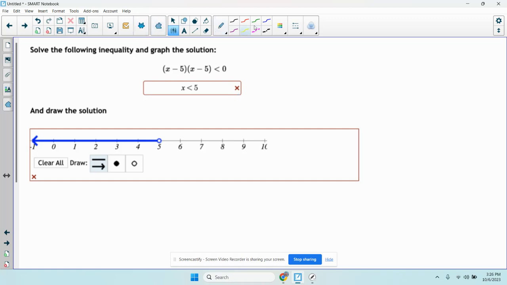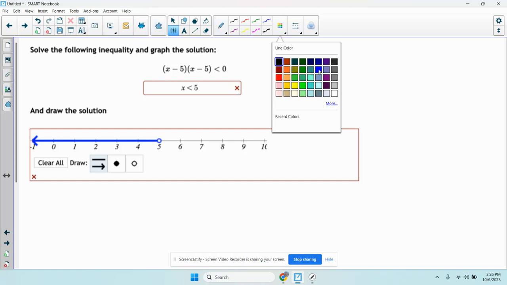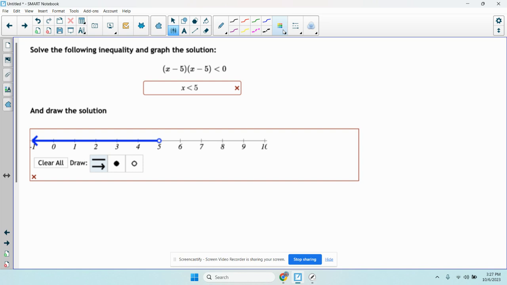All right, so we have this question here that says solve the following inequality and graph the solution. If we were to multiply this thing out, five minus x times five minus x, we would get a parabola, and if we were to graph it, it looks something like that.